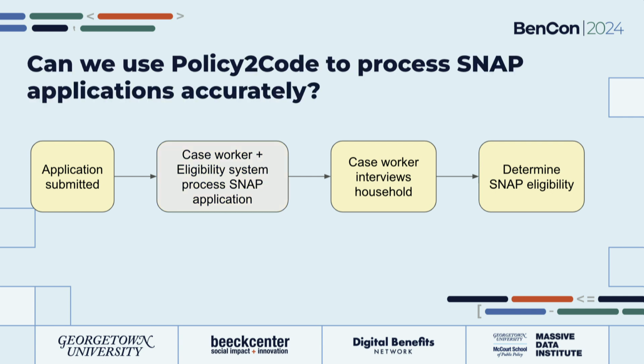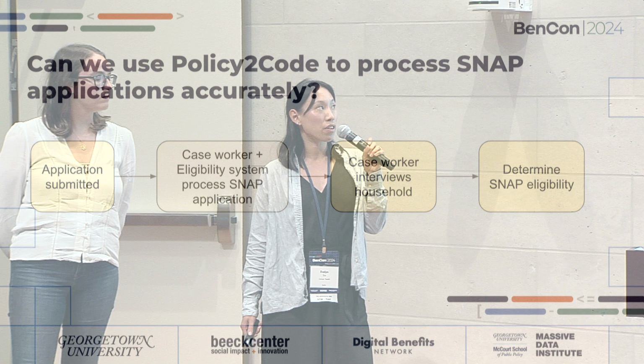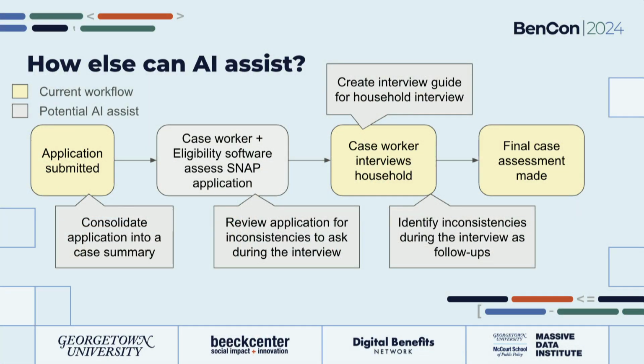So the first question we asked was, can we use Policy2Code to process SNAP applications accurately? And so we thought, let's shoot for the moon. Let's see if an LLM could do this entire gray box by itself. Then the second, possibly more practical question that we asked is, how can we use an AI to assist the entire process to make it more efficient?